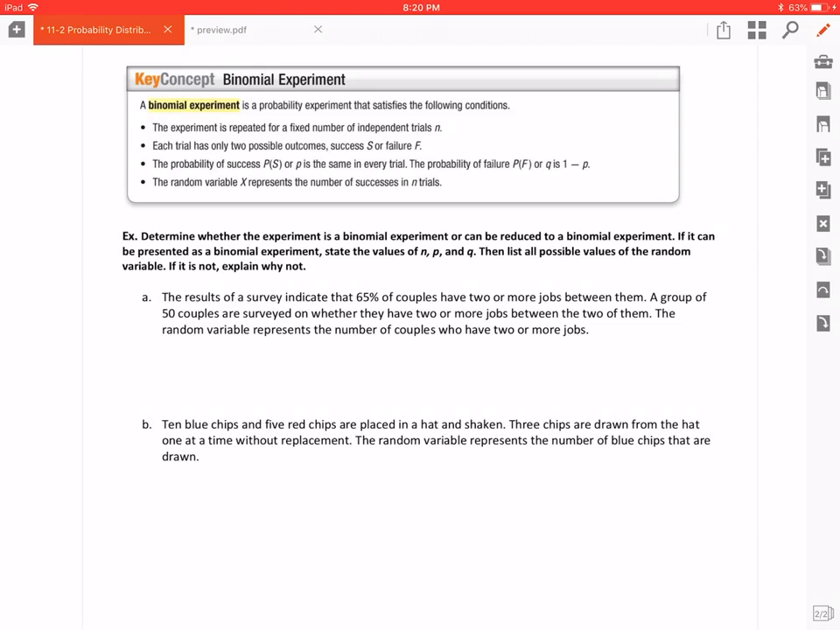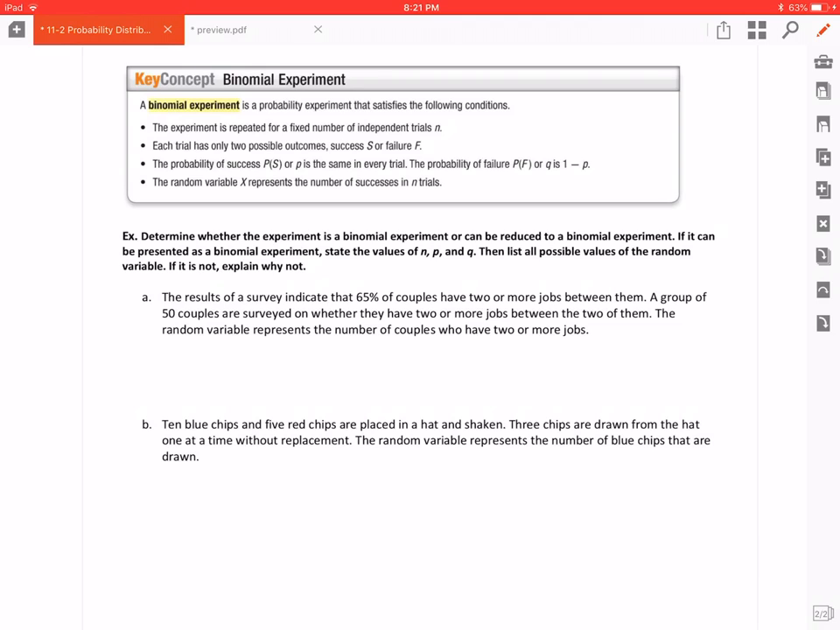So the first one says the result of a survey indicates 65% of couples have two or more jobs between them. A group of 50 couples are surveyed on whether they have two or more jobs between the two of them. The random variable represents the number of couples who have two or more jobs.